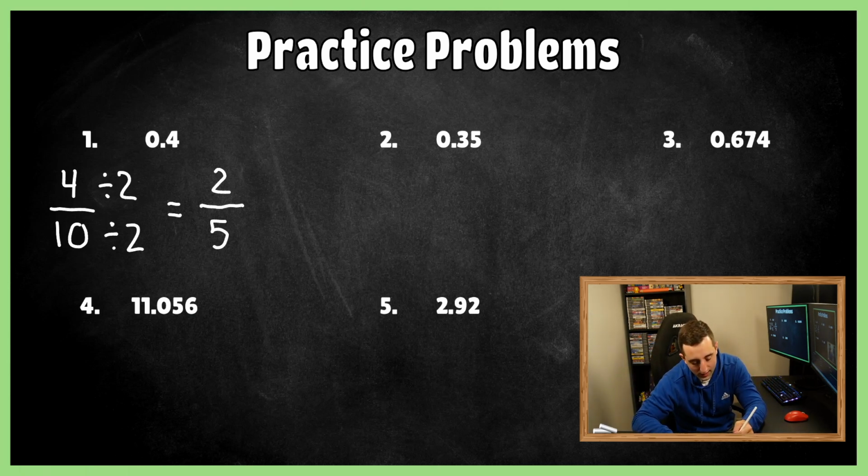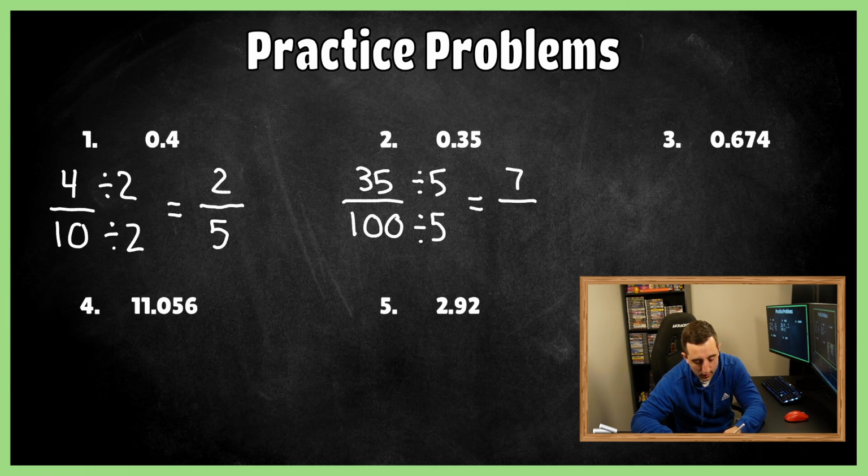For number 2, we now end in the hundredths place, so this is going to be 35 over 100. Both of these numbers are divisible by 5, so 35 divided by 5 is going to give us 7 in our numerator, and 100 divided by 5 is going to give us 20, right? And those are 2 simplified fractions for numbers 1 and 2, so hopefully you're 2 for 2 right now. And now let's go ahead and take a look at number 3.